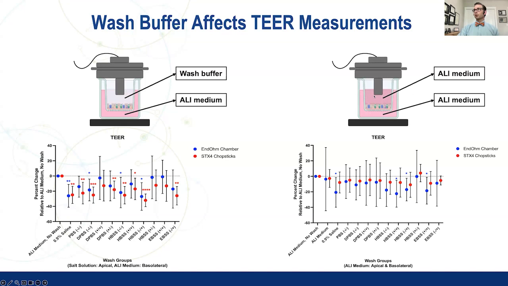If we then do this where we have ALI medium in both compartments, but have washed with all those same buffers before doing this, we mitigate a lot of those effects, but we still do see some significant effects of some of these treatments, including things like 0.9 saline, which is one of the most commonly used buffers in the ALI culture systems.